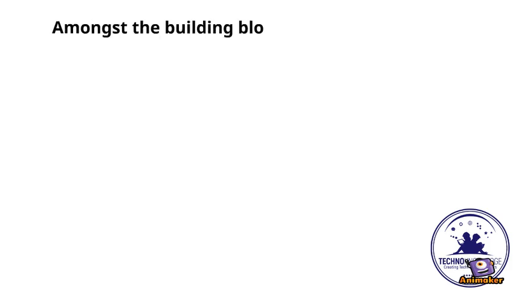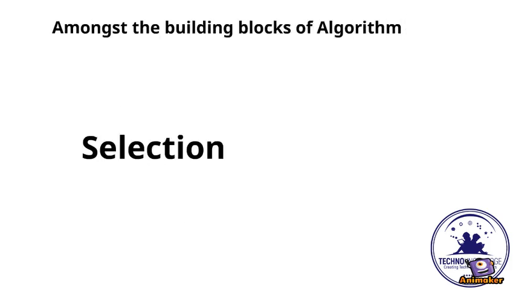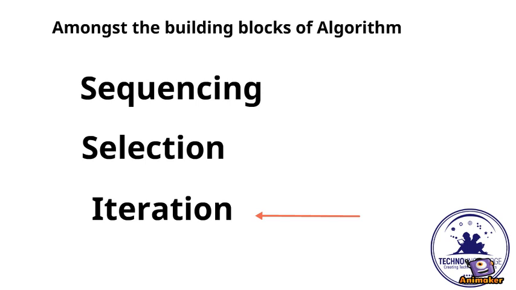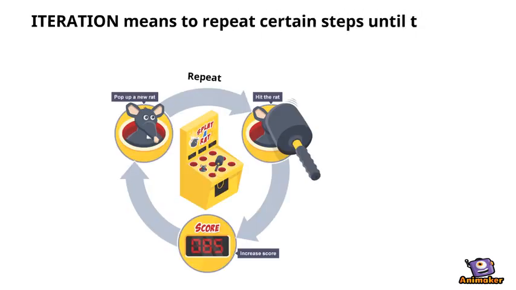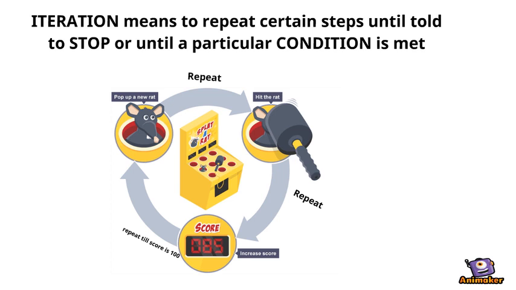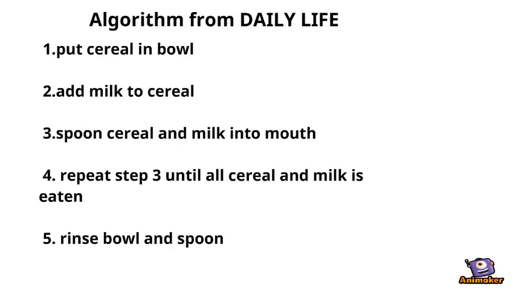Amongst the building blocks of algorithms, iteration is an equally important concept. Iteration means to repeat certain steps until told to stop or until a particular condition is met. In this example, the algorithm will iterate steps 3 and 4 until all the cereal and milk has been eaten.